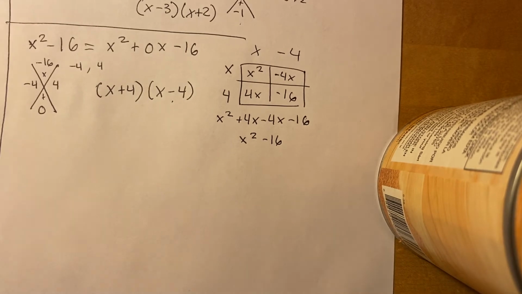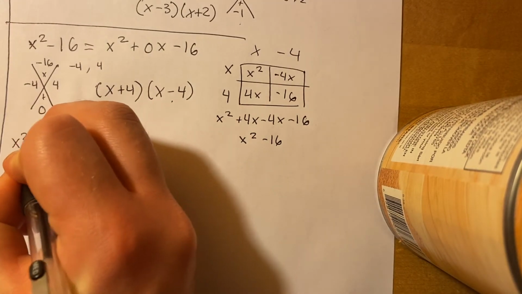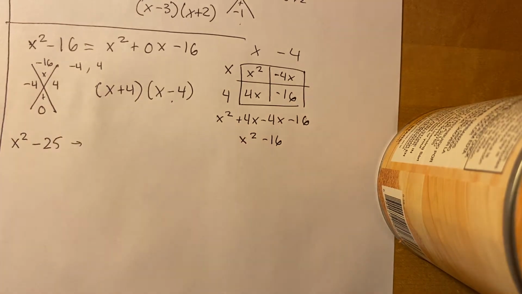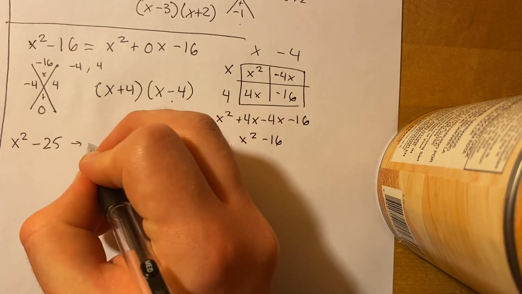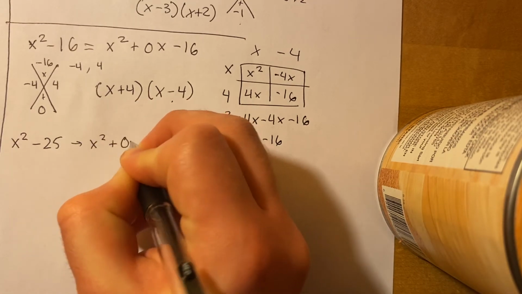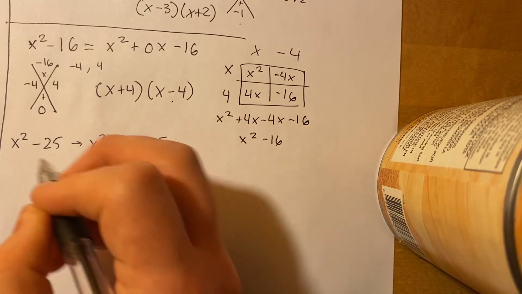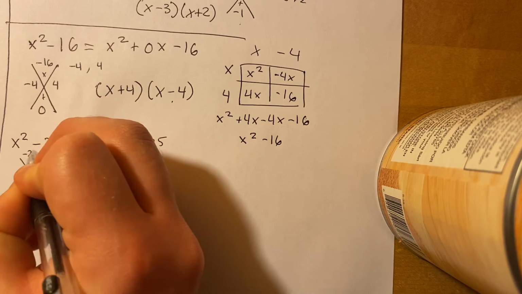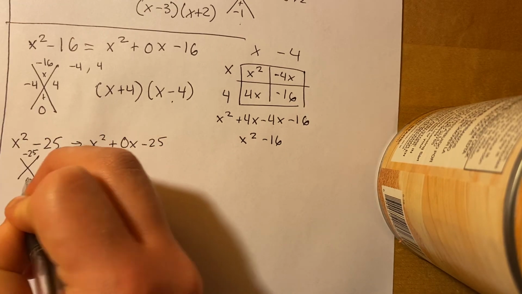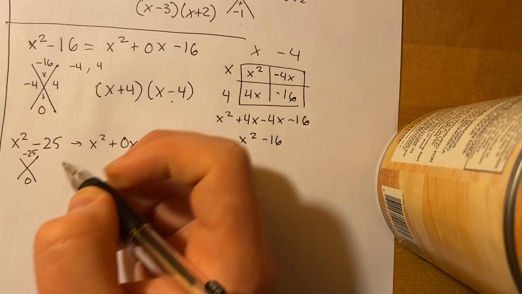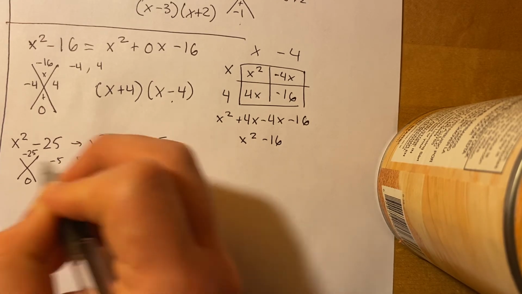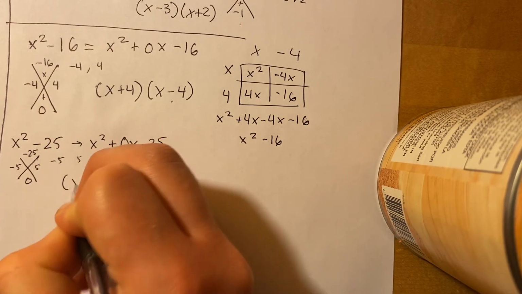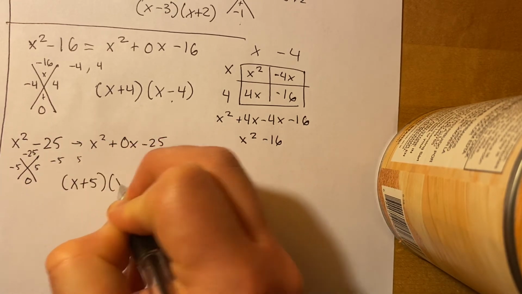All right, so the next example I want to do is x squared minus 25. Just to conceptualize here, I can rewrite this as x squared plus 0x minus 25. If you do your x, we know that we'll put negative 25 at the top, and then we'll put 0 at the bottom. When I think of 25, I think of negative 5 and 5. Added up together, those are going to equal 0, right? So our answer is going to be x plus 5, x minus 5.